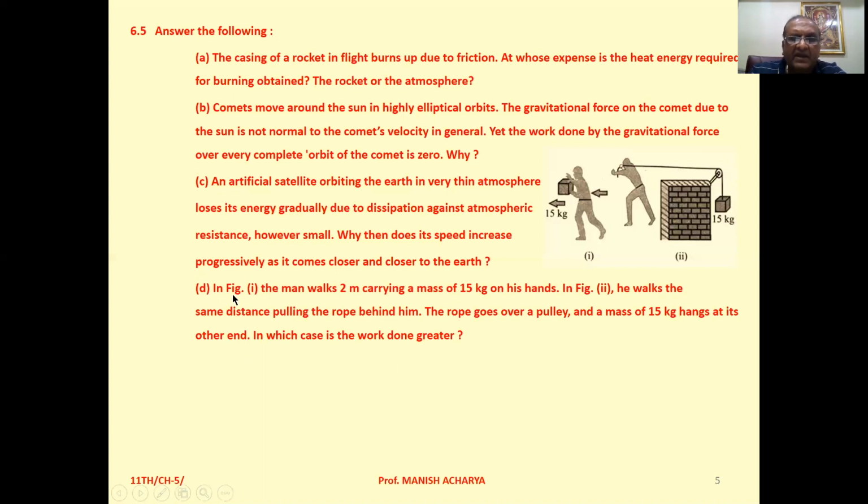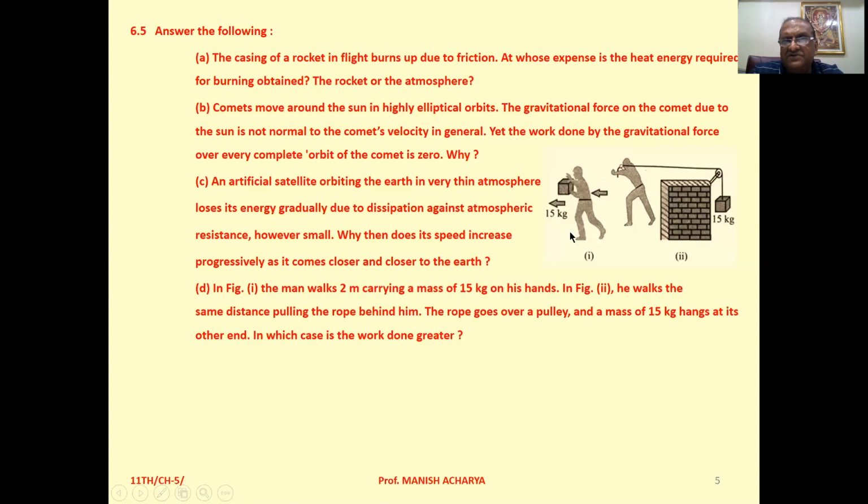D. In figure 1, the man walks 2 meters carrying a mass of 15 kilogram in his hand. In figure 2, he walks the same distance pulling the rope behind him. The rope goes over a pulley and a mass of 15 kilogram hangs at its other end. In which case is the work done greater?